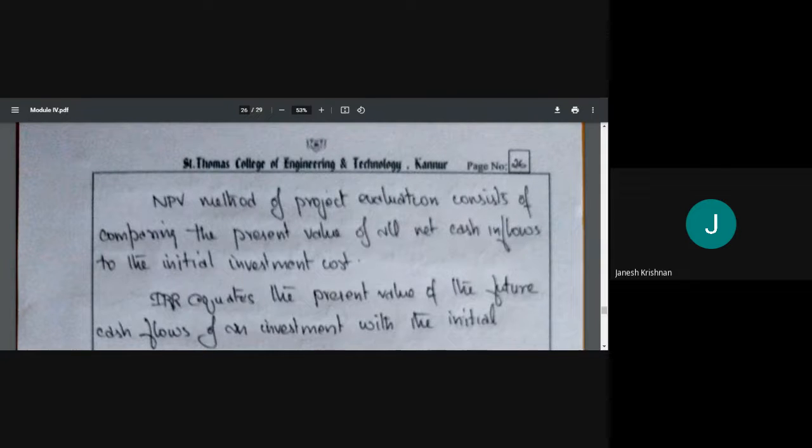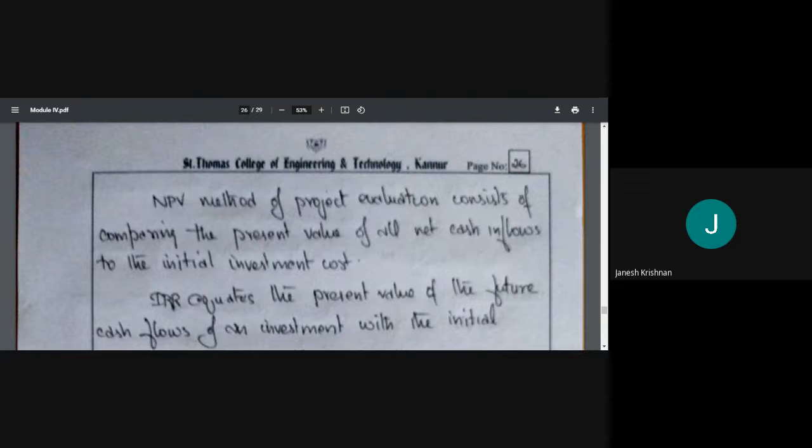What happens in NPV is we'll be comparing the net present value of all net cash inflows to the initial investment. Suppose we have set up a pen manufacturing company. We have made some investment, right? We have rented a building. We set up the machinery. We have bought the raw material. We start production. We have hired some workers. So this becomes the initial investment.